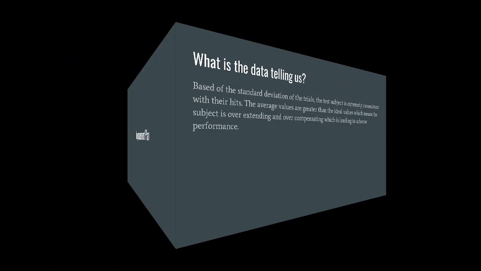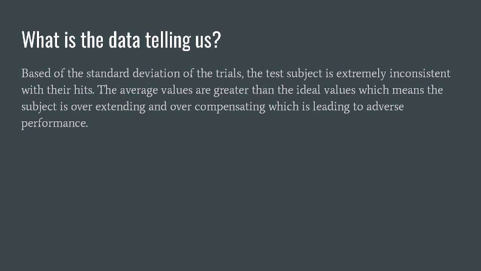Improvement plan. What is the data telling us? Based on the standard deviation of the trials, the test subject is extremely inconsistent with their hits. The average values are greater than the ideal values, which means the subject is overextending and overcompensating, which is leading to adverse performance.